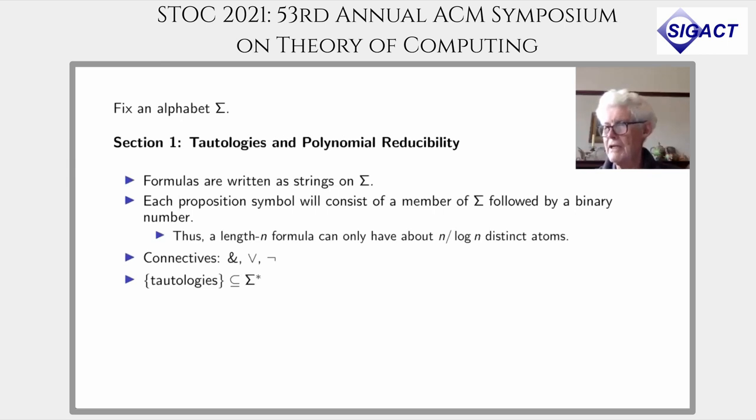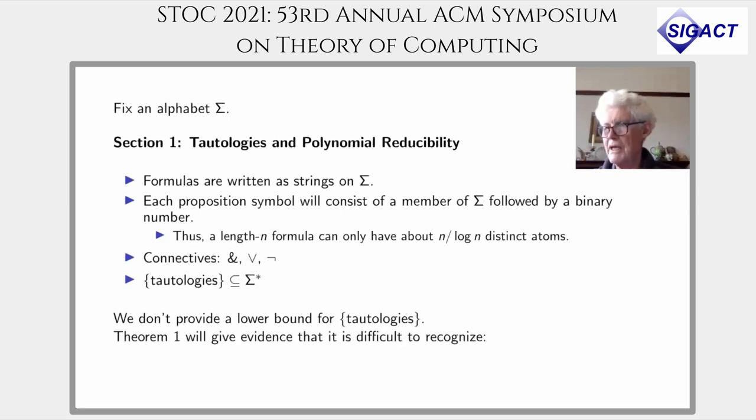And we are interested in the problem of finding a good lower bound on its possible recognition times. We provide no such lower bound here, but Theorem 1 will give evidence that tautologies is a difficult set to recognize, since many apparently difficult problems can be reduced to determining tautologyhood. By "reduced," we mean, roughly speaking, that if tautologyhood could be decided instantly by an oracle, then these problems could be decided in polynomial time.